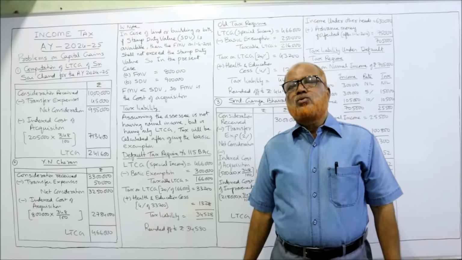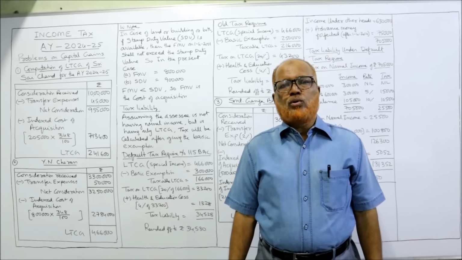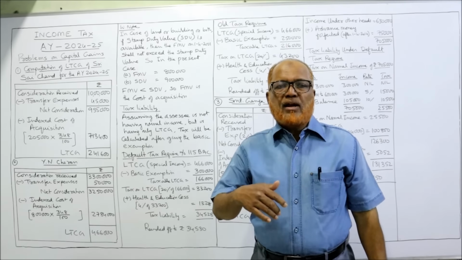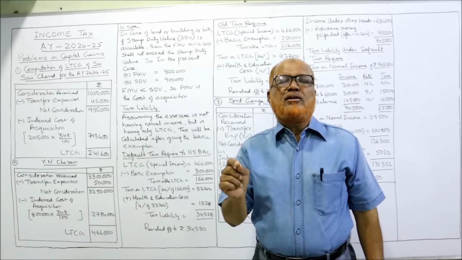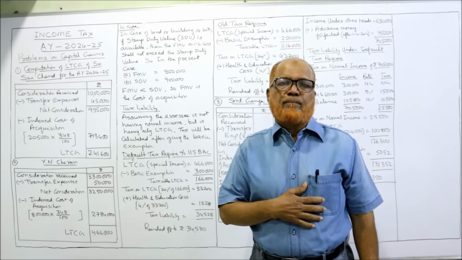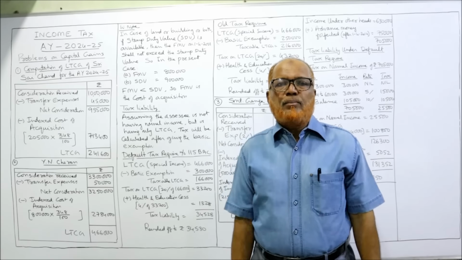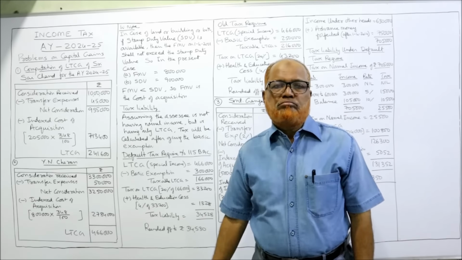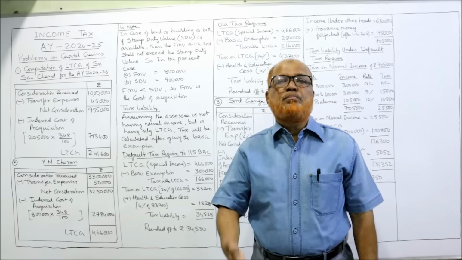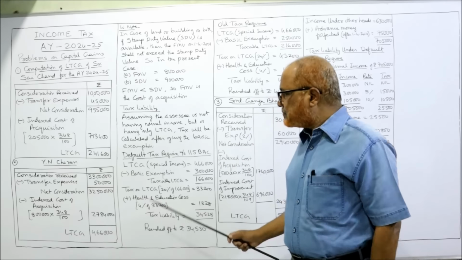Always, I suggest my students to keep running note. Keep a notebook, calculator, pen ready. Whenever I say some provision, immediately write it down, because in income tax, we have so many provisions. At a time, you cannot remember unless you note it down. So always write the provisions when I'm explaining, right?